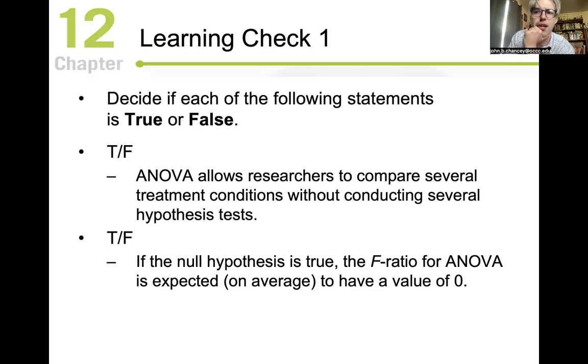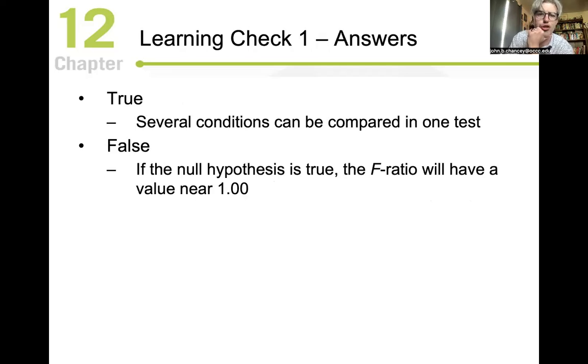Let's take a look at both of these. First one is true. Several conditions can be compared in one test. That's the beauty of the ANOVA. And then the second answer is false. If the null hypothesis is true, the F ratio will be closer to one, not zero.